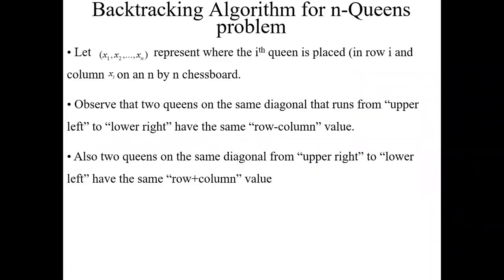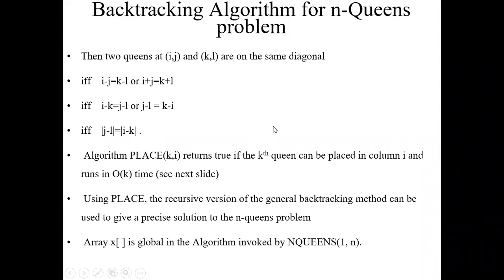So this is what I had asked you people: for the same diagonal, what do we have to do? Row minus column value and row plus column value, i minus j and i plus j. Let us say two queens are at location ij and at location kl. When we are checking them for the same diagonal, these are the equations that you can put in your code: i minus j and k minus l should not be the same, and i plus j and k plus l should not be the same, for both the diagonals.